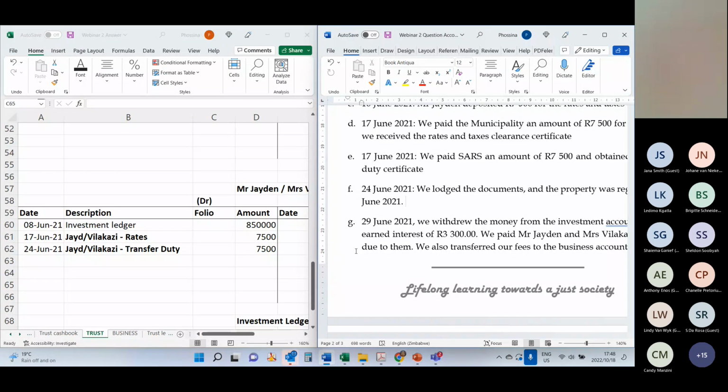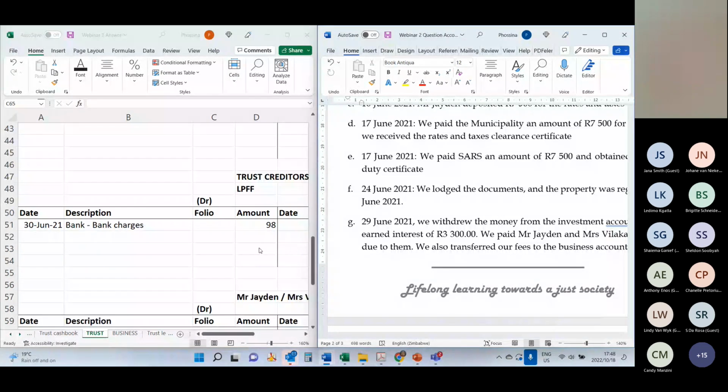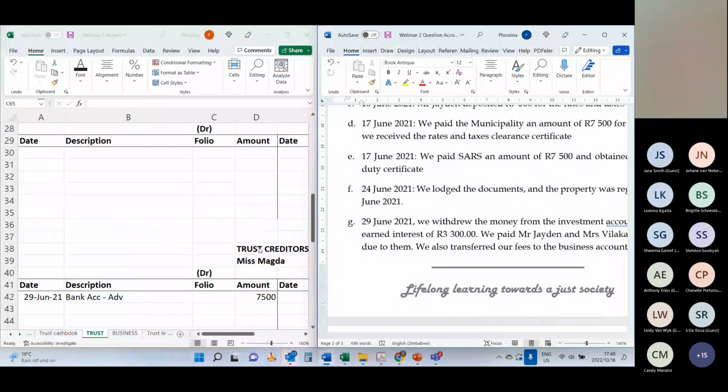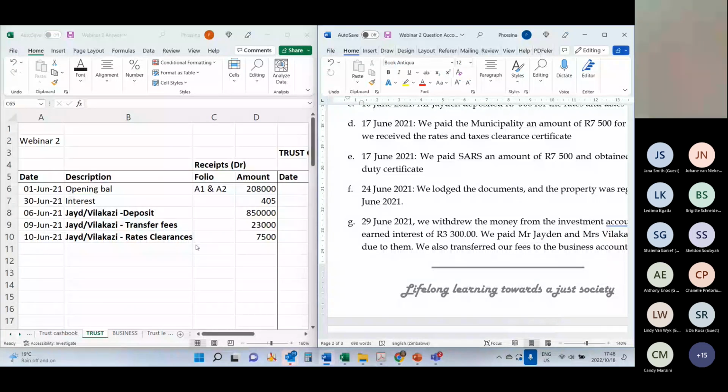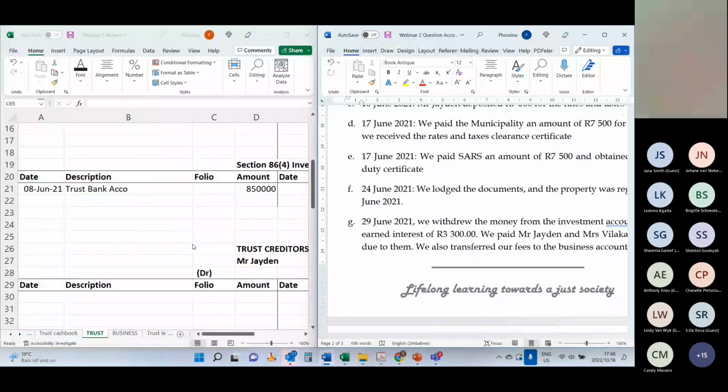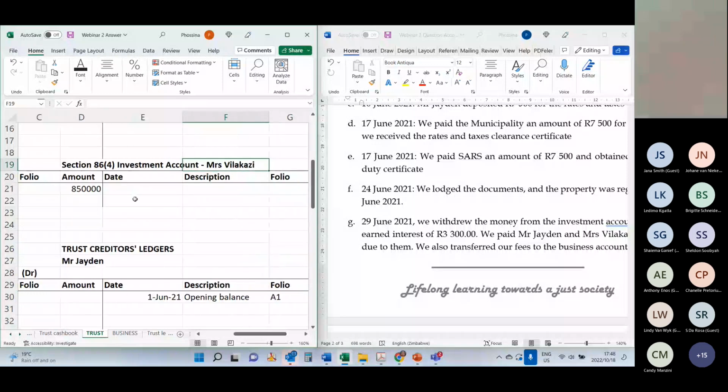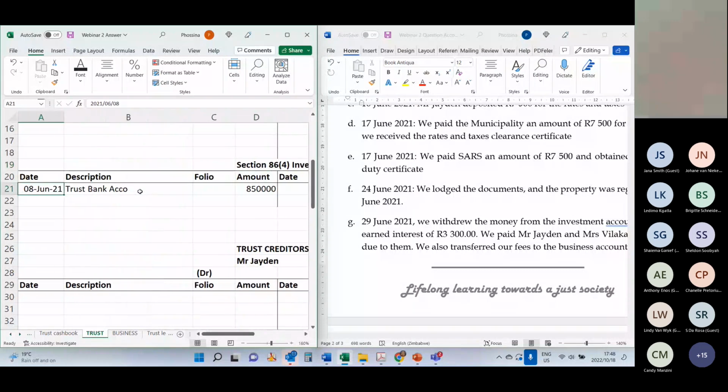So we are withdrawing the money from the investment account. Let's go to our investment account. Our investment account is sitting with 850,000. This is the investment account for Mrs. Vilakazi. Because we want to take it out, the first thing that we account for would be the interest, because now the bank has deposited interest money into our investment account.